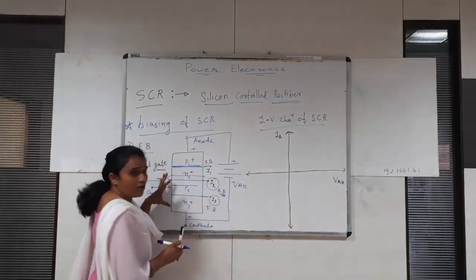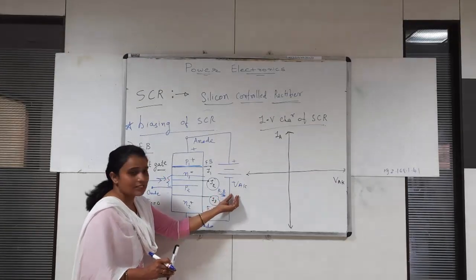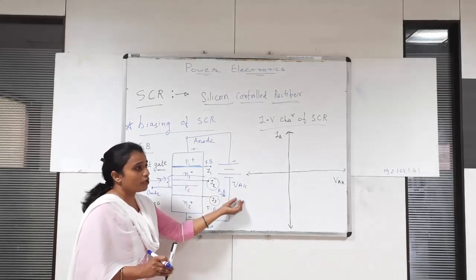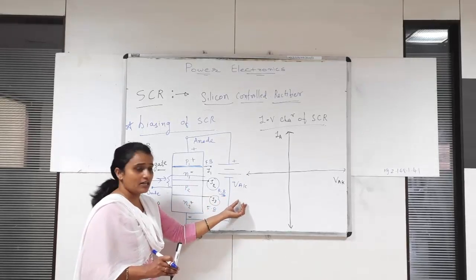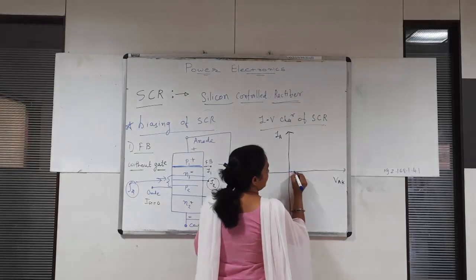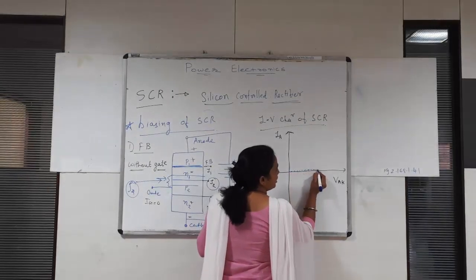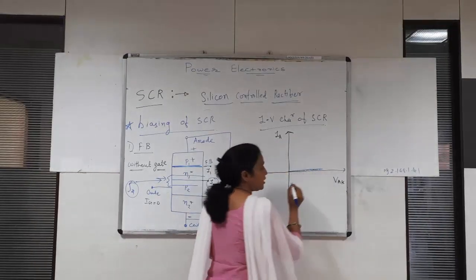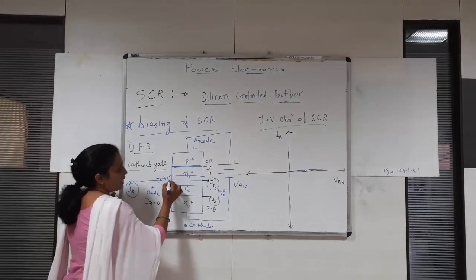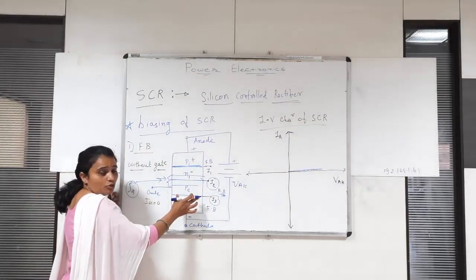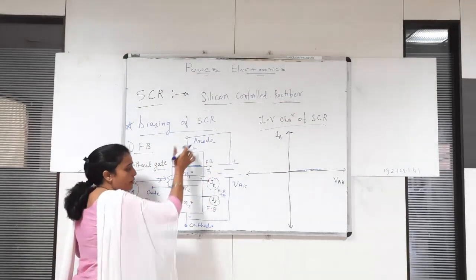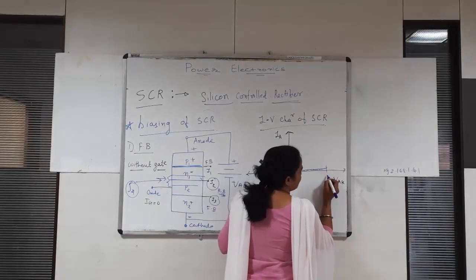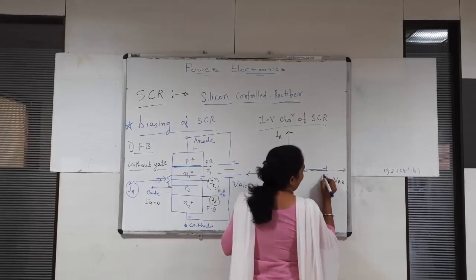So see here, in forward bias, when the voltage is increasing, there is no significant current flowing through the SCR, but current is flowing only through the minority carrier charge. Whenever I am increasing the anode to cathode voltage, a very small amount of current is flowing through the SCR. But when this junction J2 breaks down due to the breakover voltage, the whole amount of current flows through the SCR. That voltage is known as the forward breakover voltage.